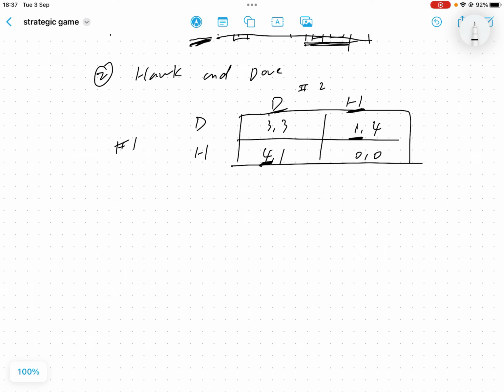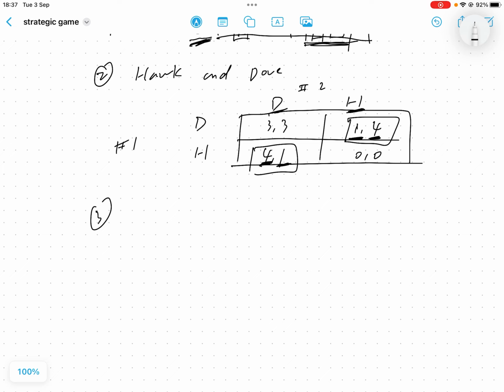Similarly, if player 1 is choosing D, then player 2 is having H. And if player 1 is choosing H, then player 2 is choosing D. So we can see that there are two Nash equilibria here, and we'll later discuss the concept of Nash equilibrium. But here, intuitively, you can see that those are the two possible outcomes for this game. So that's Hawk and Dove.